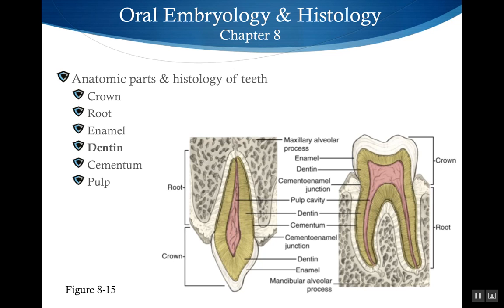So the next thing that we're going to talk about is the dentin, which is underneath the enamel. That's what makes up the main portion of the tooth structure and extends almost the entire length of the tooth. As you can see here, the dentin is in yellow, and it's covered by enamel on the crown and by cementum on the root. And in primary teeth, it's very, very light yellow. And in permanent teeth, it is also light yellow, but it can darken with age.